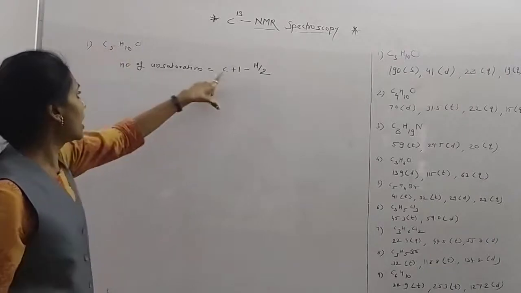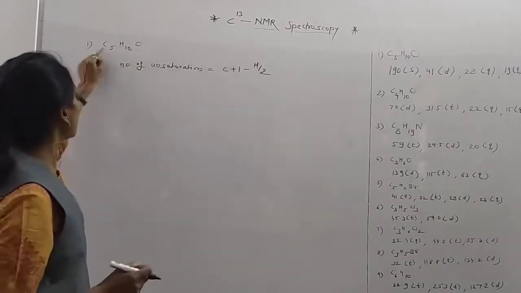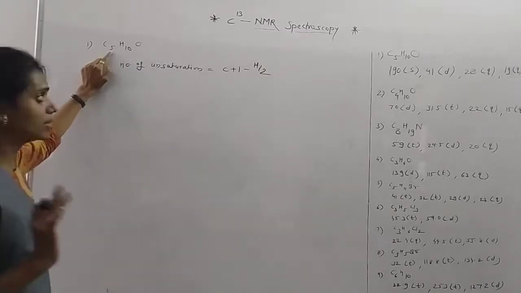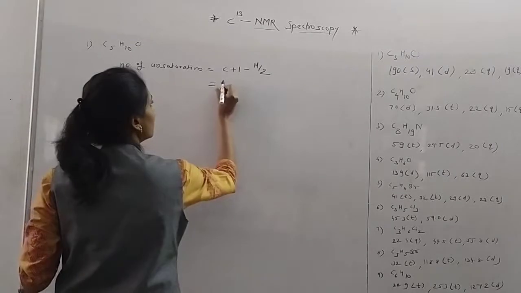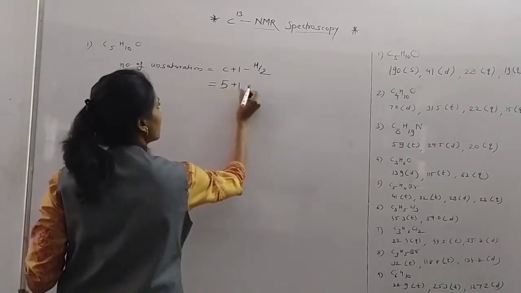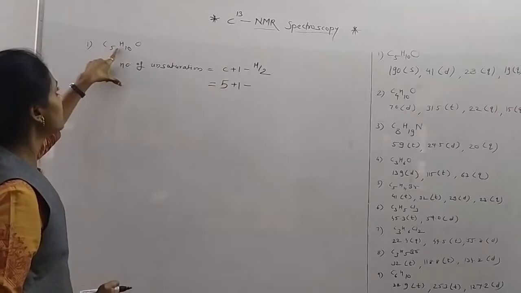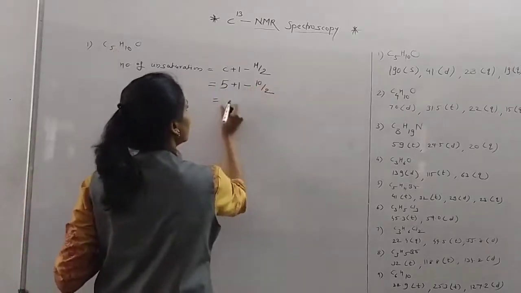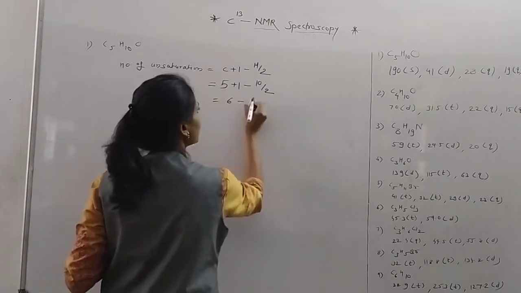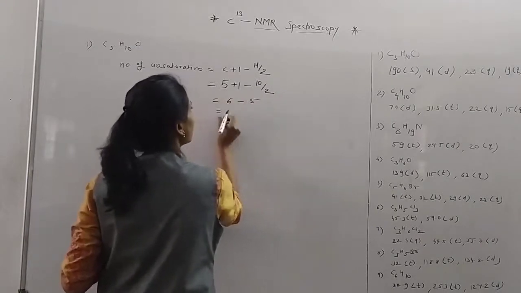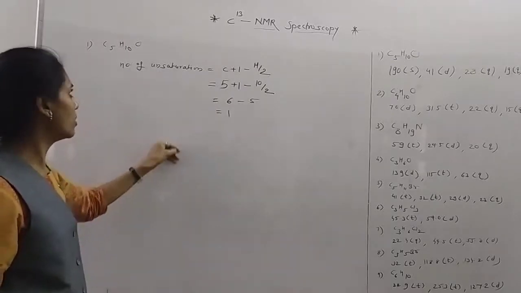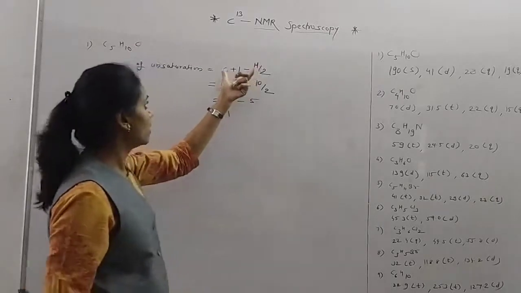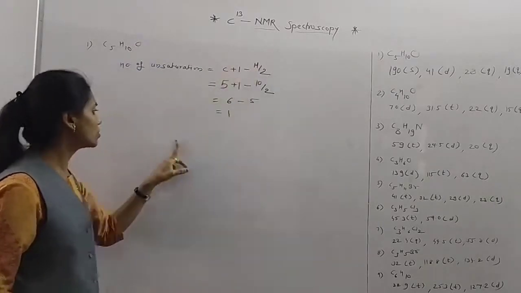Here C indicates the carbon atoms. How many carbon atoms are in this molecular formula? There are 5 carbon atoms, so I write 5, plus 1, minus hydrogen. There are 10 hydrogens, so 10 by 2. So 5 plus 1 is 6, minus 10 by 2, which is 5. That means 1 unsaturation in this example. When there is oxygen, we do not take it into account in this formula.